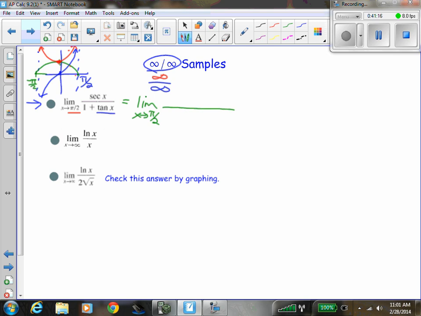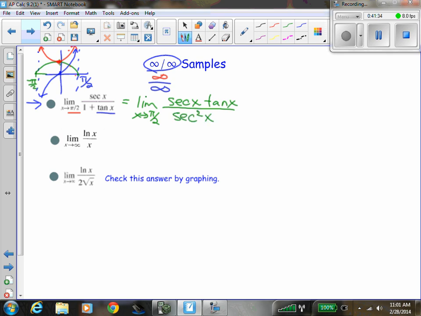Taylor, help me out on this one. What's the derivative of the secant? All right, secant x tangent of x is correct. All right, how about the derivative of 1 plus the tangent? All right, it'll be a secant squared x.